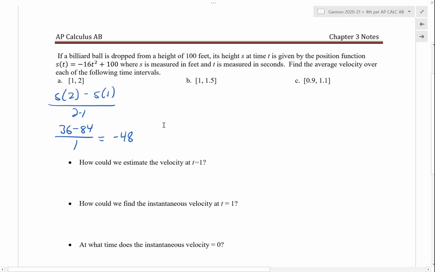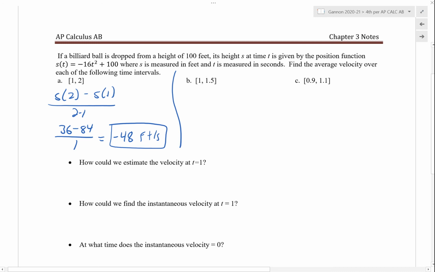And then we want to make sure we come up with units. So the height is in feet, time is in seconds, I believe. Yes, time is measured in seconds. So this is going to be negative 48 feet per second. And that would be the average velocity of the billiard ball on the time interval from 1 to 2. The only difference for the other problems is we're going to do the same thing over different intervals.